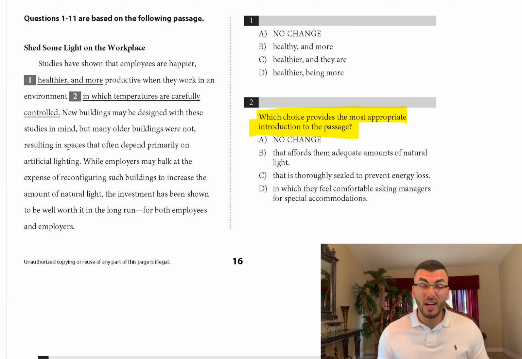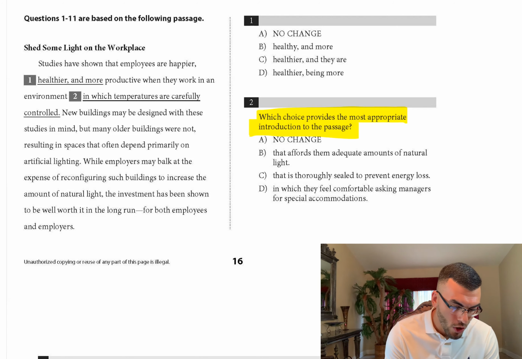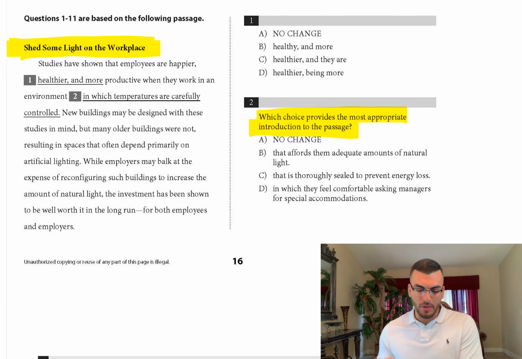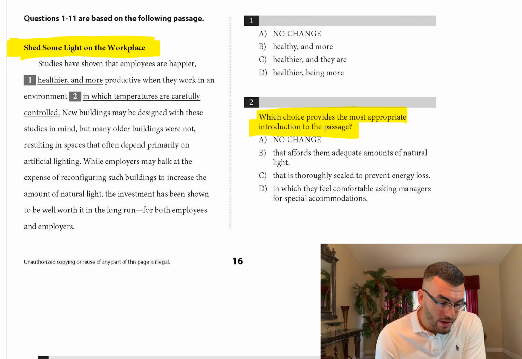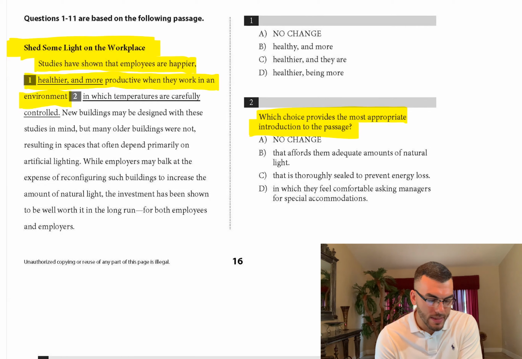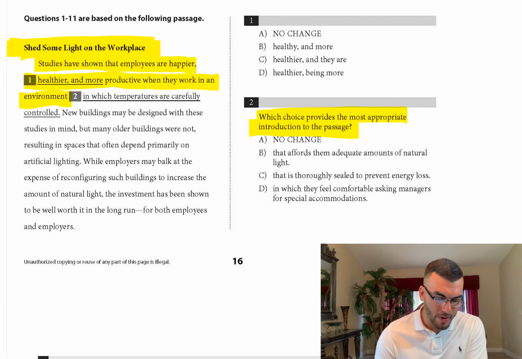So which choice provides the most appropriate introduction to the passage? An introduction introduces what the passage is going to be about. So which of the following introduces what the passage is going to be about? Well, if we look at the title, "Shed Some Light on the Workplace." So, light on the workplace. Okay. Reading the first sentence: "Studies have shown that employees are happier, healthier, and more productive when they work in an environment..." What is going to introduce what the passage is going to be about?